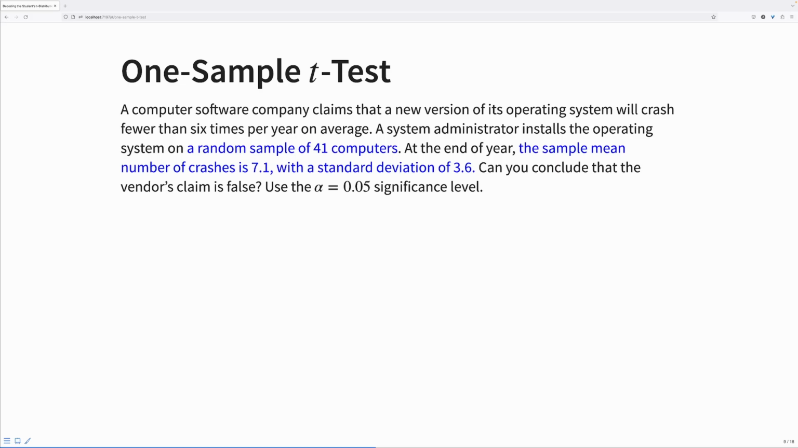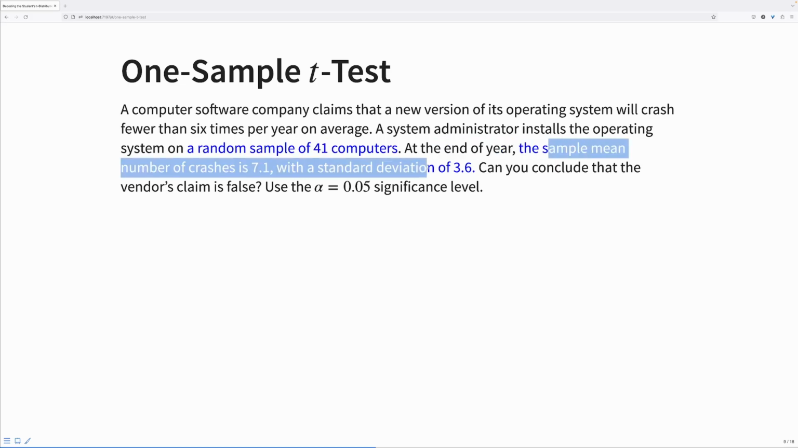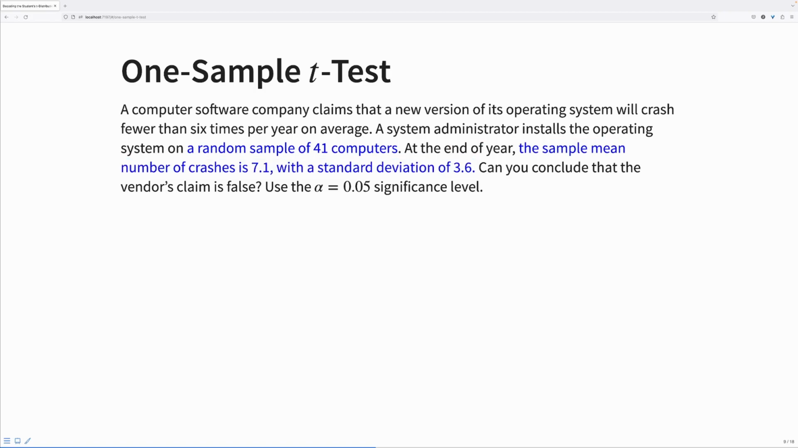Okay, so let's check the assumptions. The samples are random, right? We have a random sample and we have 41 samples. And then this is our sample mean and sample standard deviation. Our population variance is unknown, so we apply our t-test. So let's state our null and alternative hypothesis.